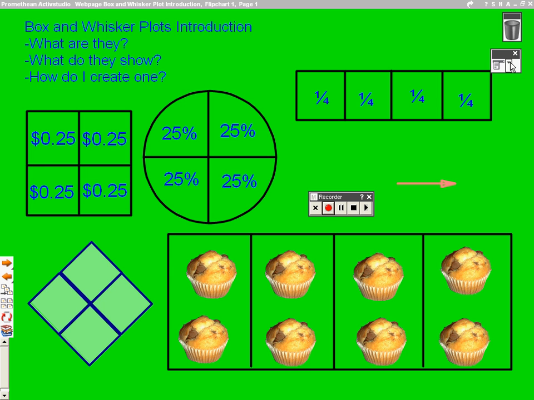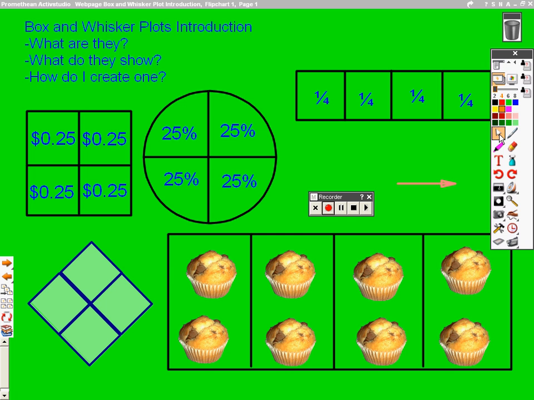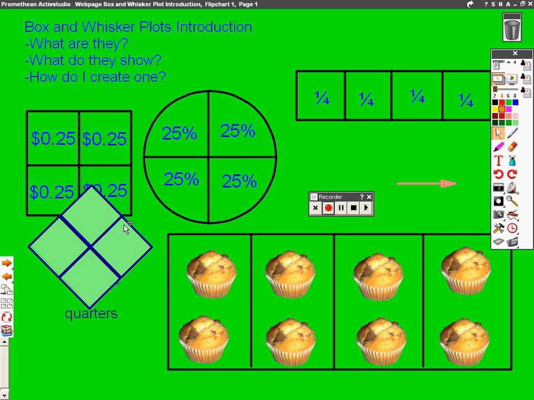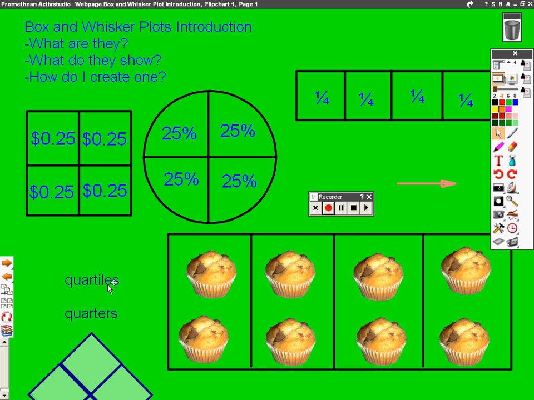You'll notice that each of these are showing pictures or a model of a whole being split into 4 equal parts. We know these as quarters, but a new word that we're going to be learning today is quartiles. So we're used to seeing the word quarters, but we're going to be using the word quartiles today. And that basically means splitting data up into 4 even sections.